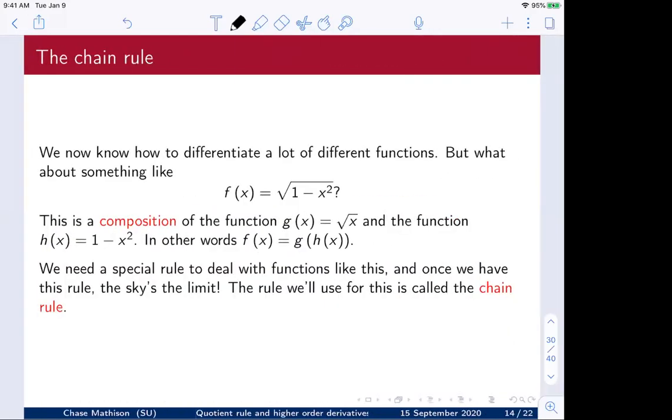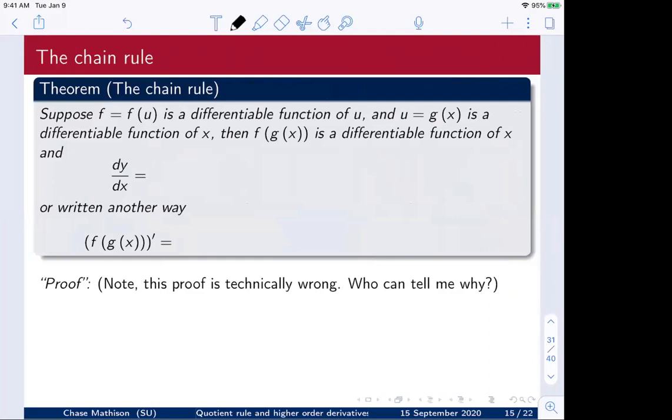So we need a special rule to deal with this, and that special rule is the chain rule. And once we know that, we'll be able to differentiate anything that I throw at you, okay? So I'm just going to show you what the chain rule says. I'm not going to start the proof until Friday, I think.